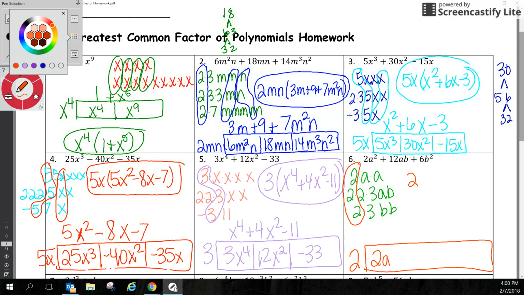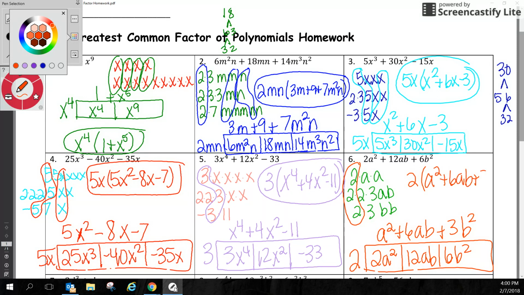So we've got 2a squared, 12ab, 6b squared. So I already have the 2, I just need a squared for my first term. For my second term, 2 times 6 would give me the 12, and I need the a and the b. For my last term, 2 times 3 would give me the 6, and I need the b squared. So this would be a squared plus 6ab plus 3b squared.